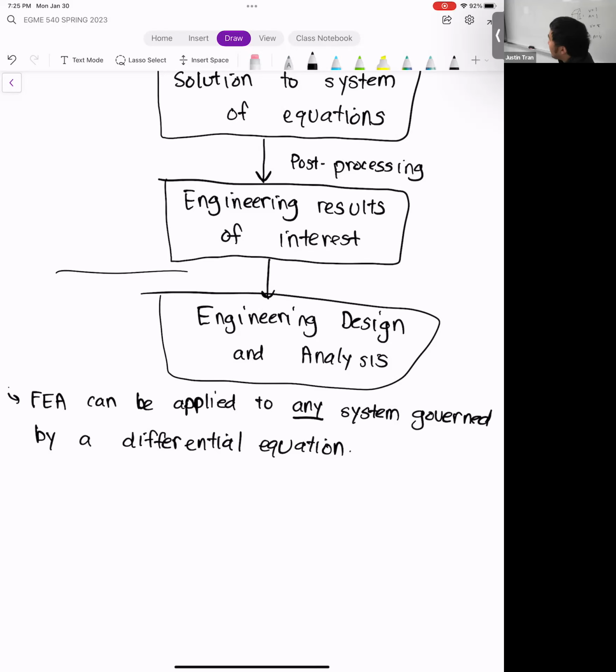And so, FEA, people mostly associate it as an engineering tool, but at its core, it's mostly just a math tool.